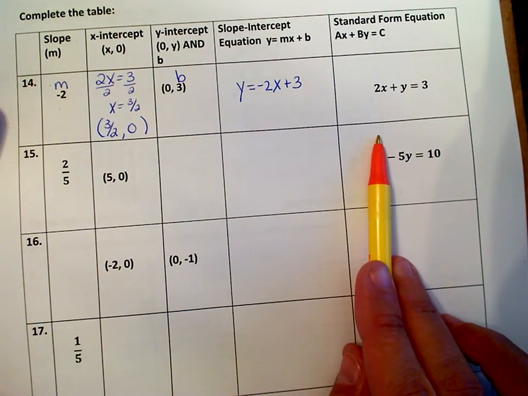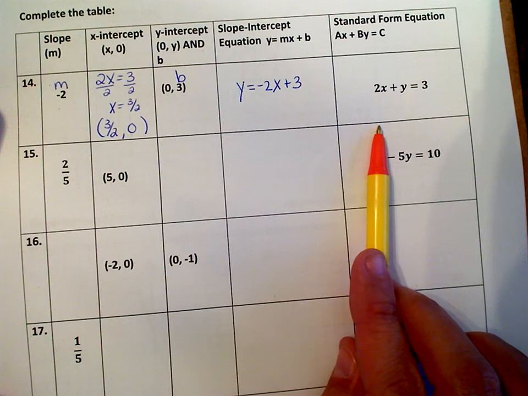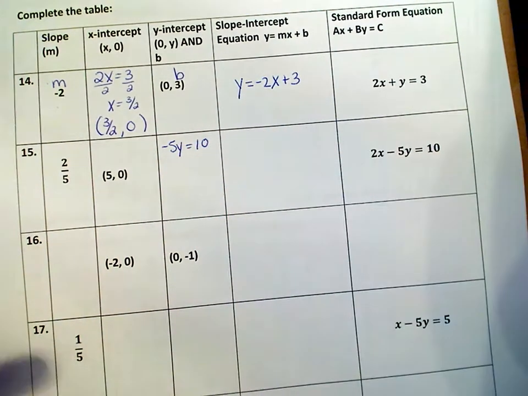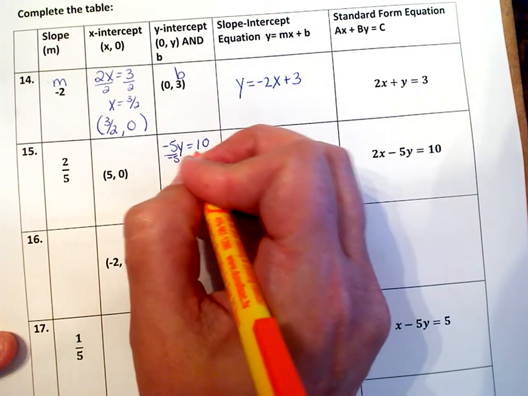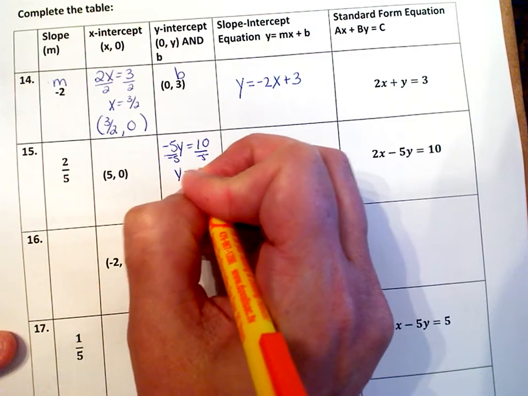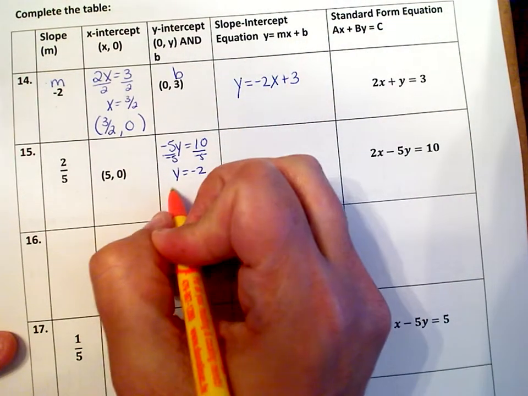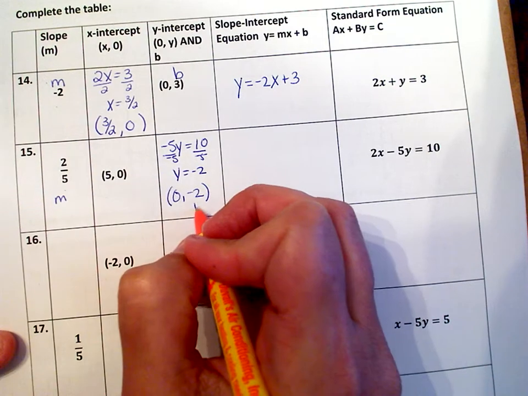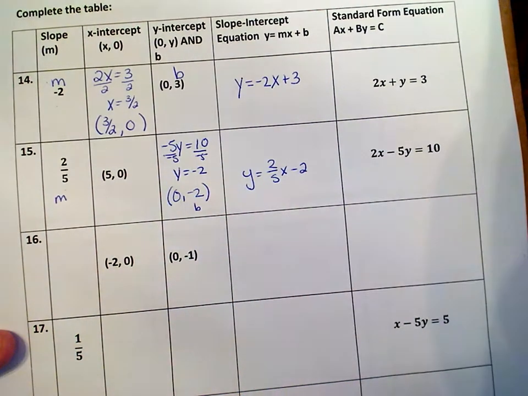This time, though, we're going to cover up the x. Now, when I cover up the x, that minus sign goes with that 5. So this is -5y equals 10. And then we divide both sides by -5. And y equals -2. And again, if you need your calculator, plug it in your calculator. Okay? So we're going to write it as (0, -2). That's your m. That's your b. So y equals 2/5 x minus 2.